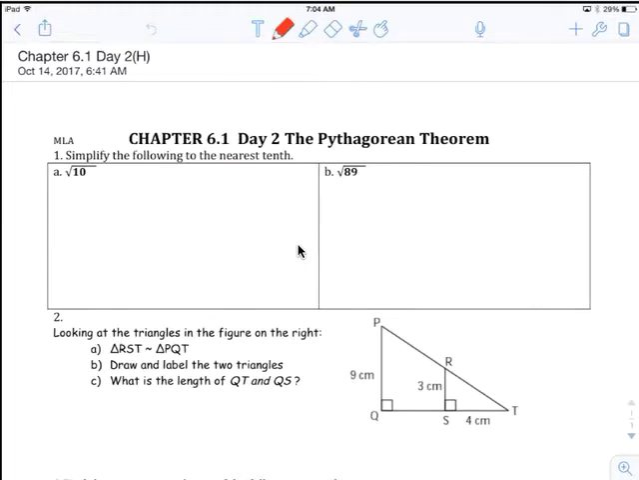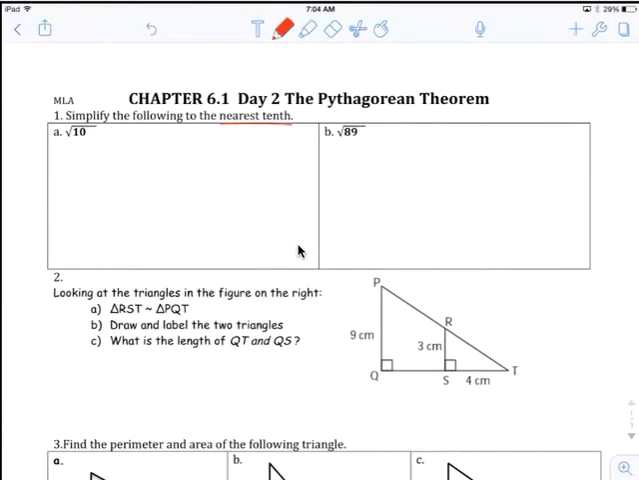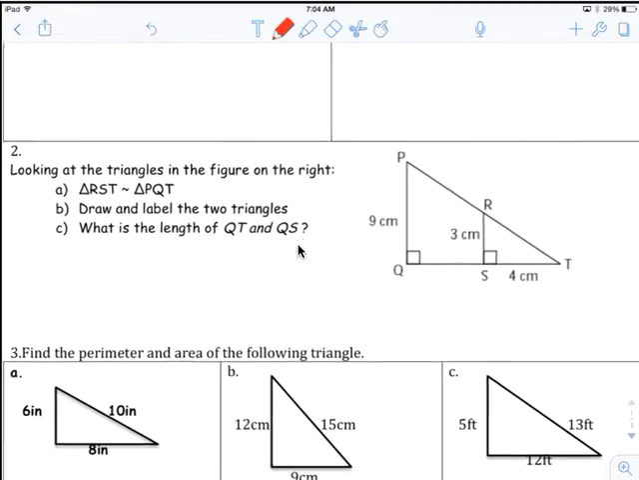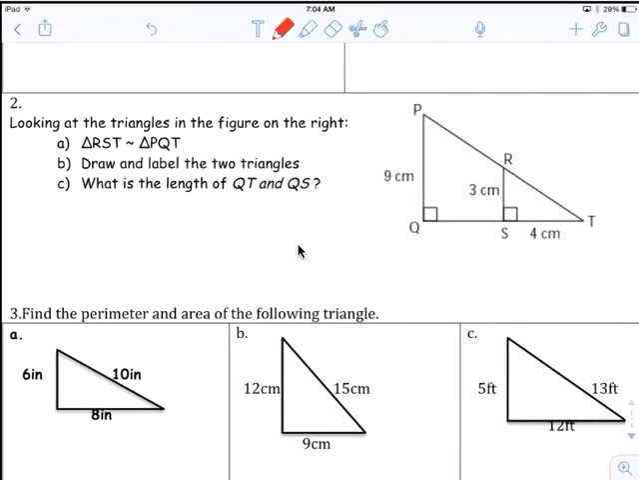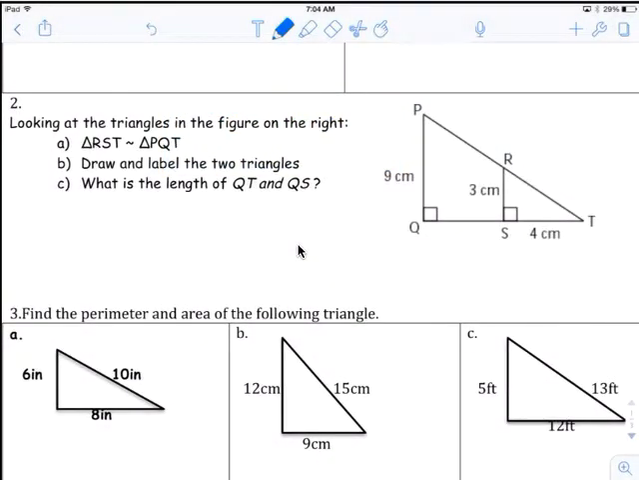I think most students understand how to do these right here, the nearest 10 on these. I checked it in class. Now number 2 here, I have a few kids that still have a very, very hard time.